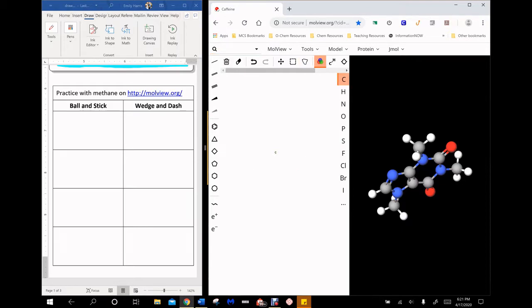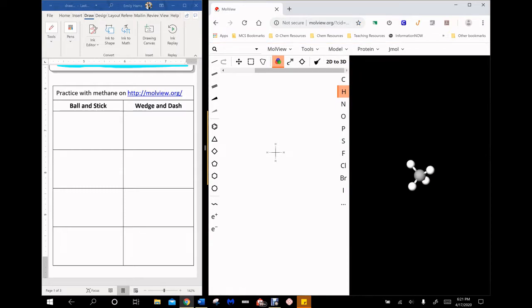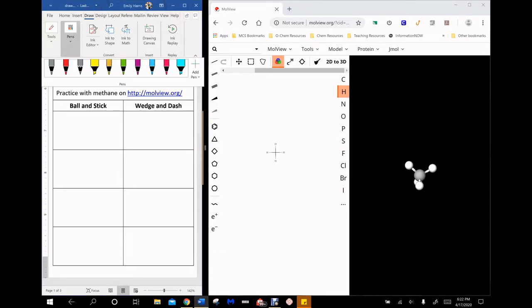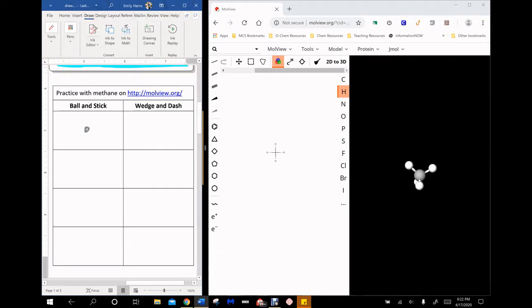So we'll delete that current molecule, and then we'll start with a carbon, and we'll put 4 bonds off the carbon, and then at the end of each bond, we'll attach a hydrogen, and there we have methane. Then if you scroll over, it should have a button that says 2D to 3D, and it will update the 3D view so that it matches what you've drawn in 2D. And so we're going to practice turning the tetrahedral different ways and drawing that using wedge and dash notation. So first of all, in the ball and stick model, I'd like you to just sketch what we're seeing in the 3D structure right now.